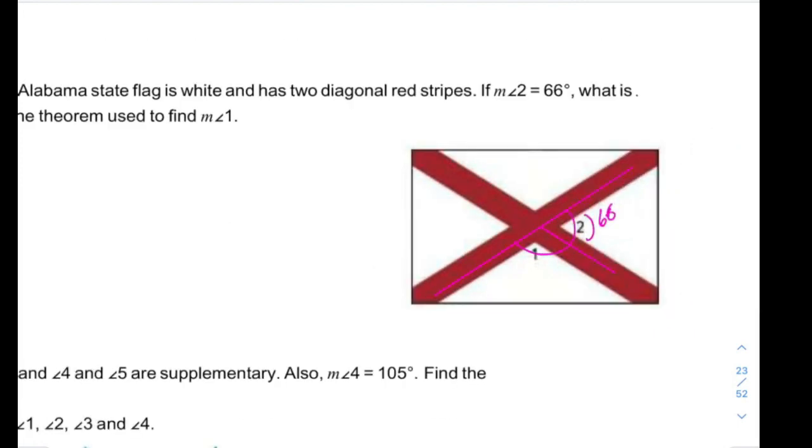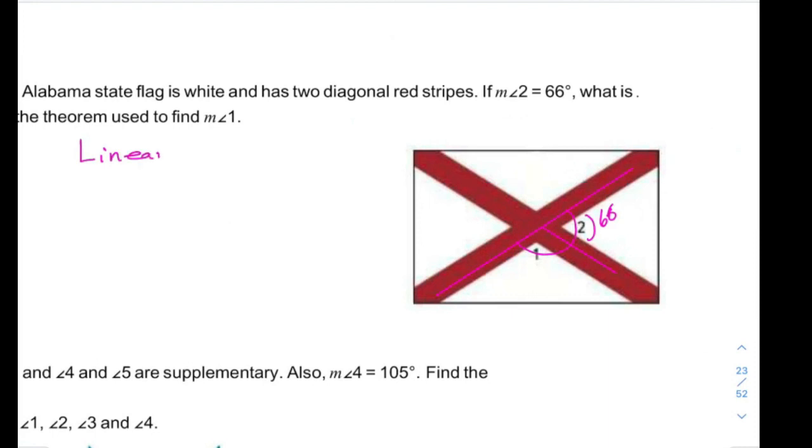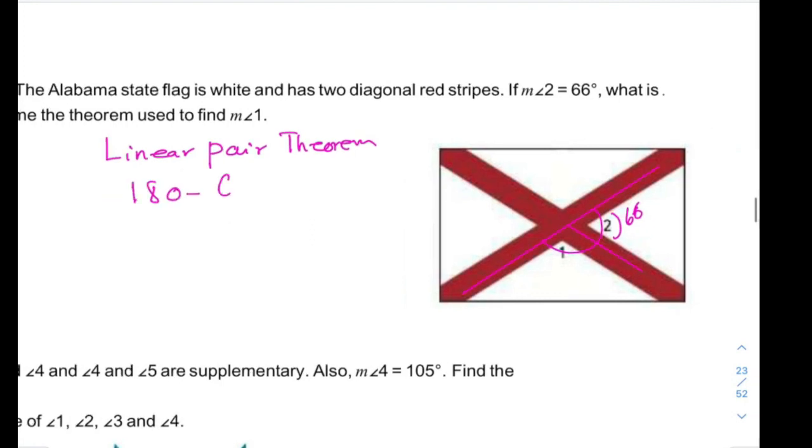So the linear pair theorem is used to find measure of angle 1. So measure of angle 1 is 180 minus 66, which is 114 degrees. This is measure of angle 1.